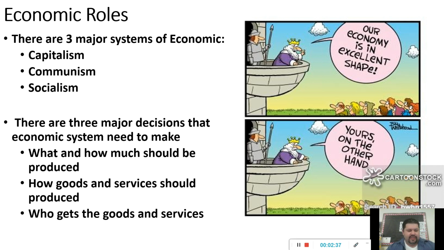Now, no matter which one you choose, capitalism, socialism, communism, they had to ask themselves three major decisions that they answer for themselves. Number one, what and how much should be produced? First thing the country has to do is think, well, what do we have? What do we have to produce?